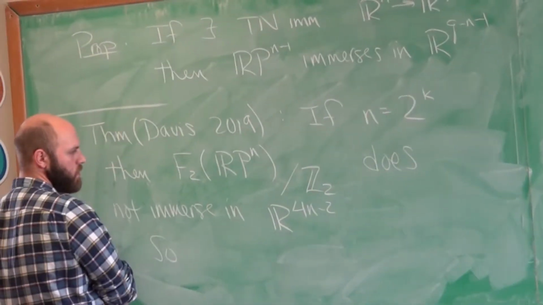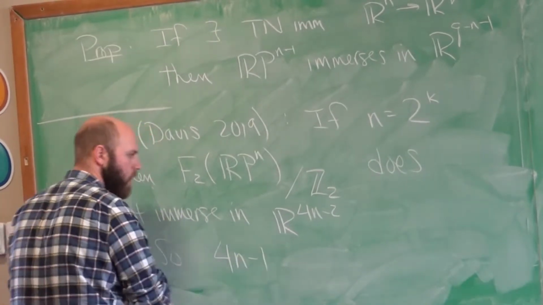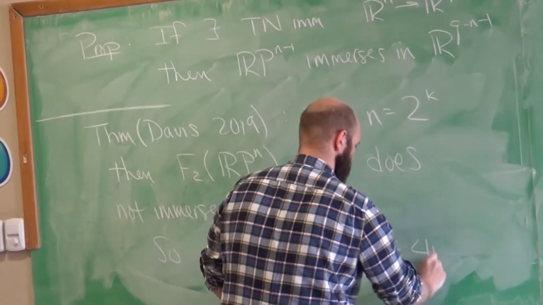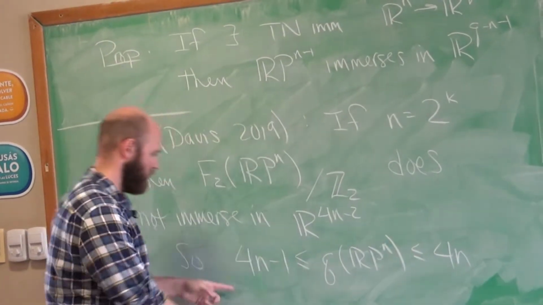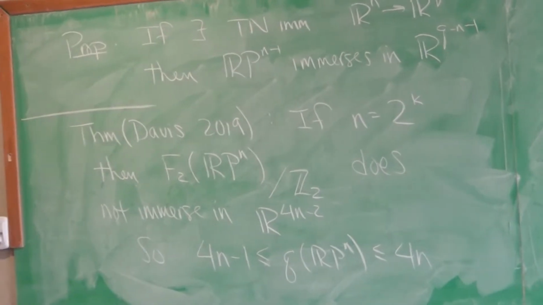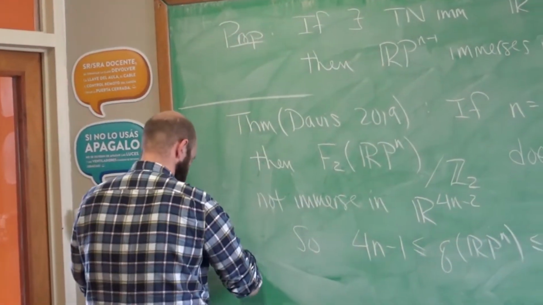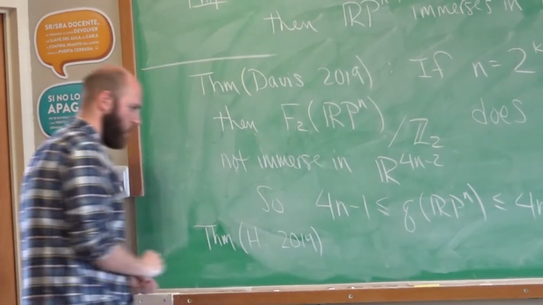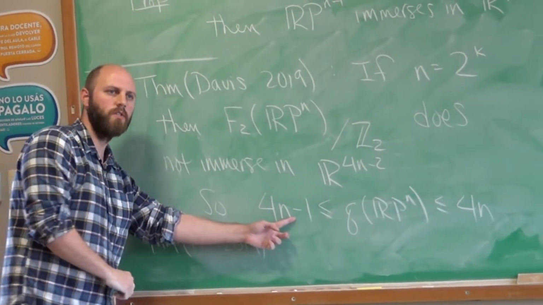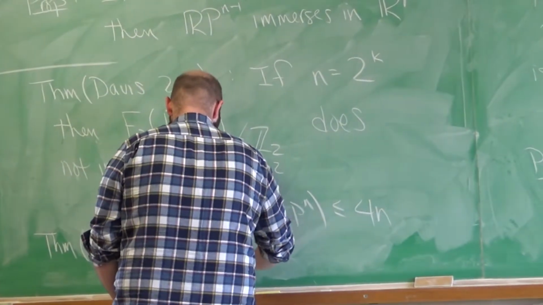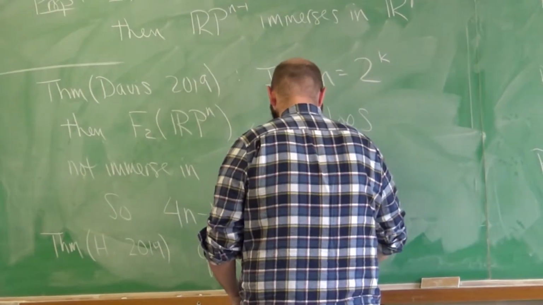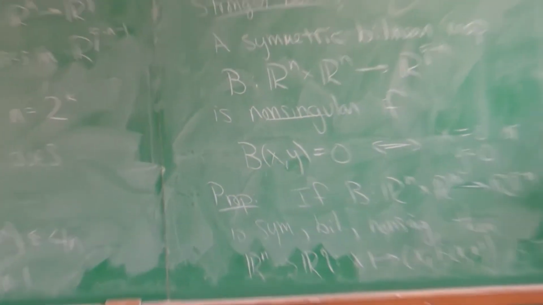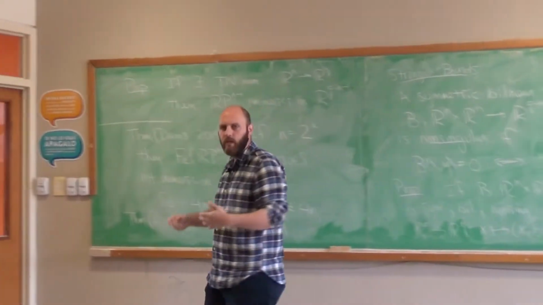So this yields a very strong bound, because this one is generic. And I was then able to show that it's exactly this. And the method is a kind of Whitney trick.